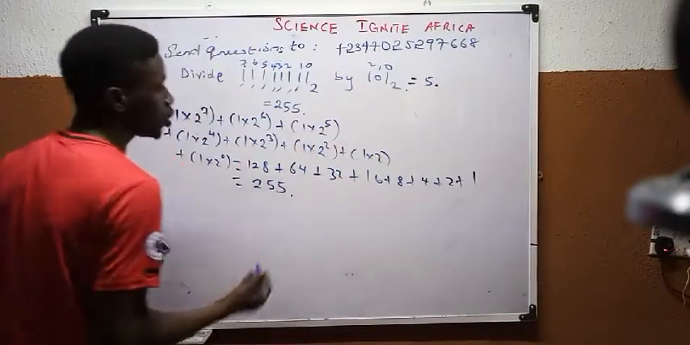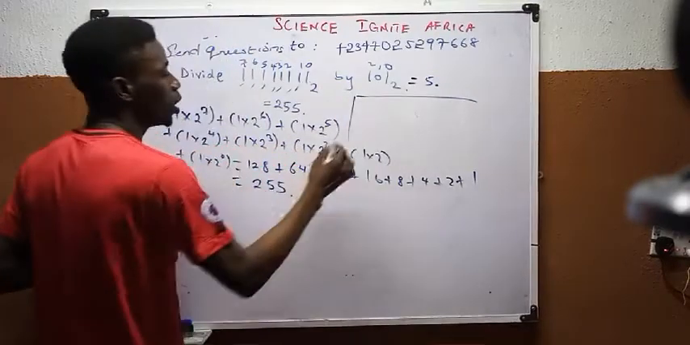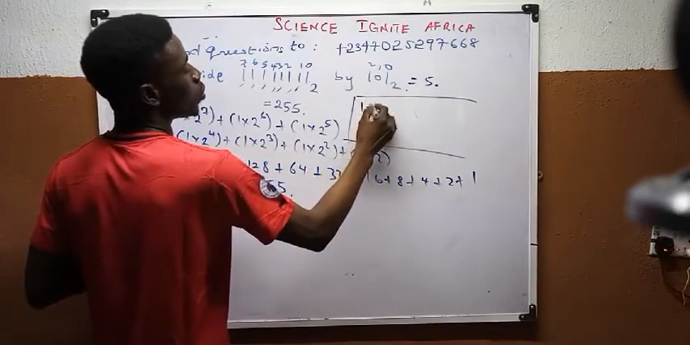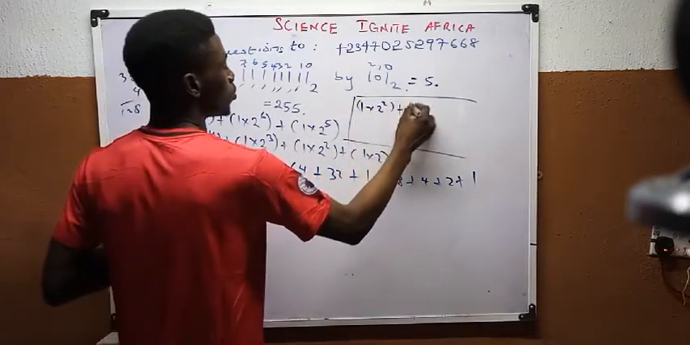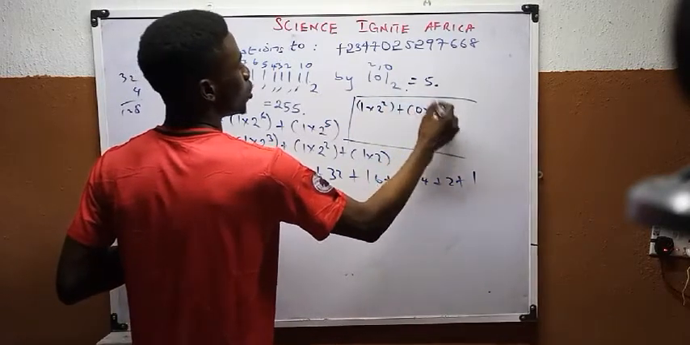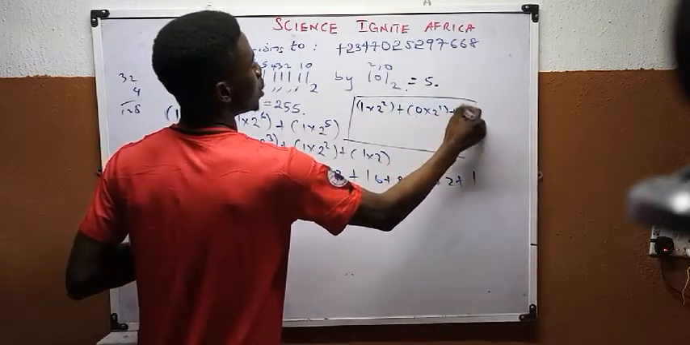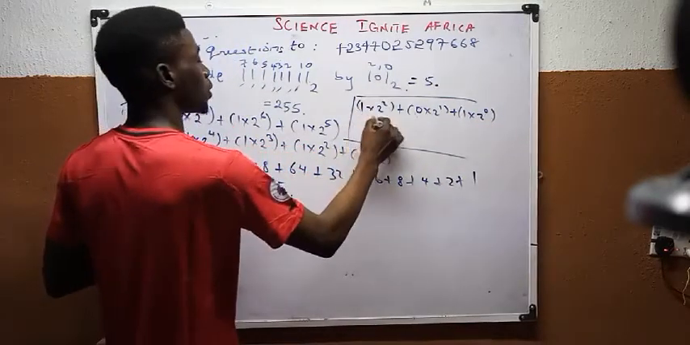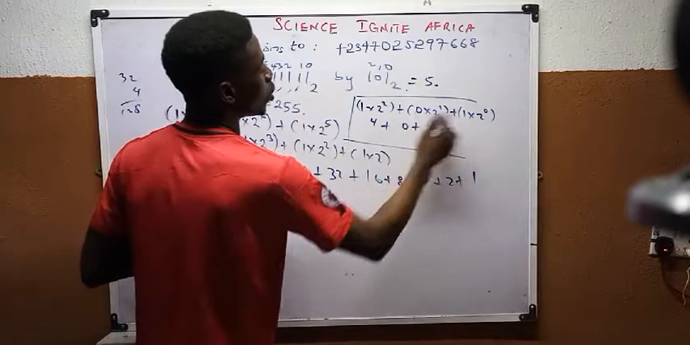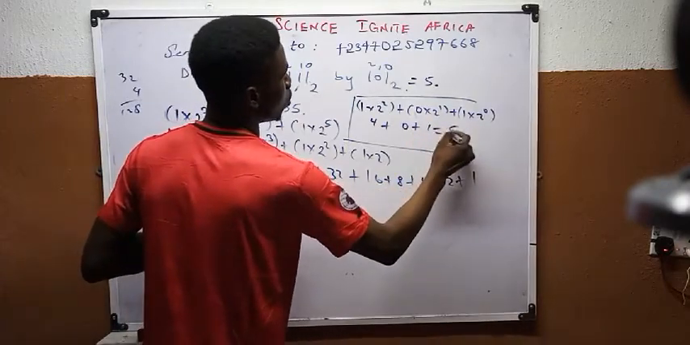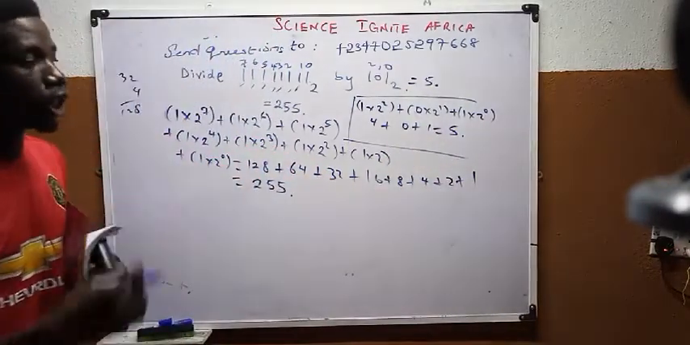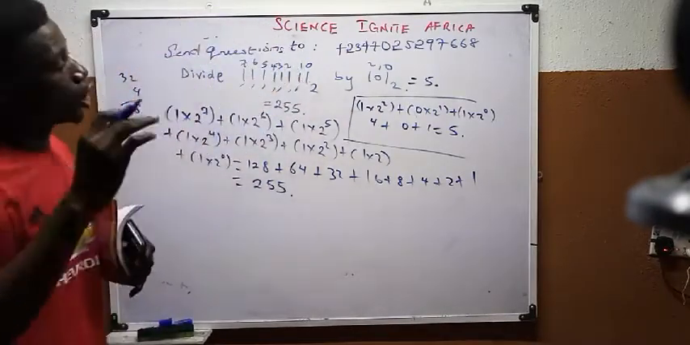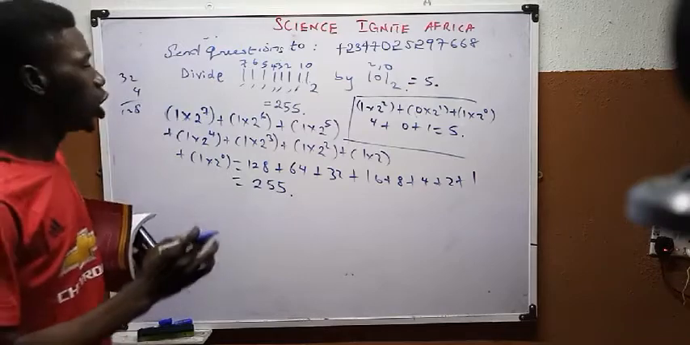So let's do it using this approach. Let me just create the column here. So here we'll have 0, 1, 2. That's 1 times 2 raised to power 2, plus 0 times 2 raised to power 1, plus 1 times 2 raised to power 0. So what do we have here? 1 times 2 raised to power 2, that's 4, plus 0, then plus 1 times 1, which is 1, which is 5. As you can see, it will not fail. So you can always use this other method that I just taught you. You can use it for objective questions.